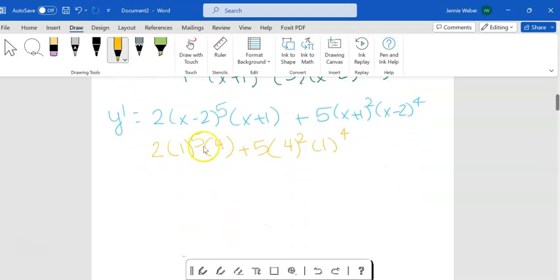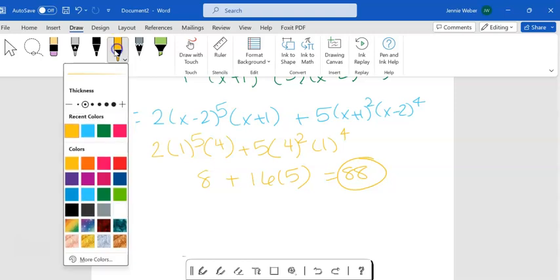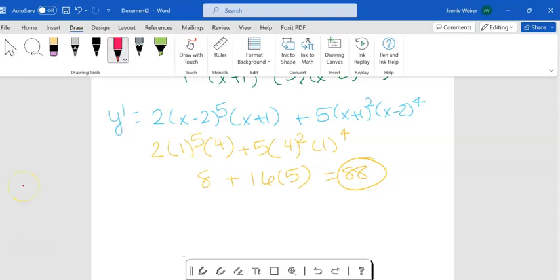So now I'm going to clean this up. So this is 1, so this is 8. And this here is 16 times 5. 16 times 5 is 80, so this is 88. So my slope is 88. So I've accomplished my first step. I found my slope. Now I need to write the equation of the line.